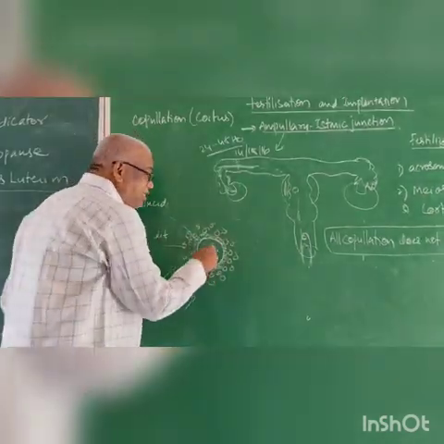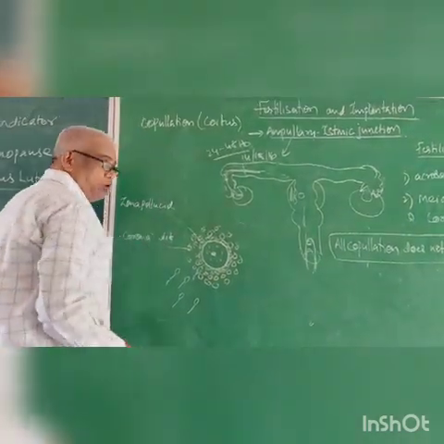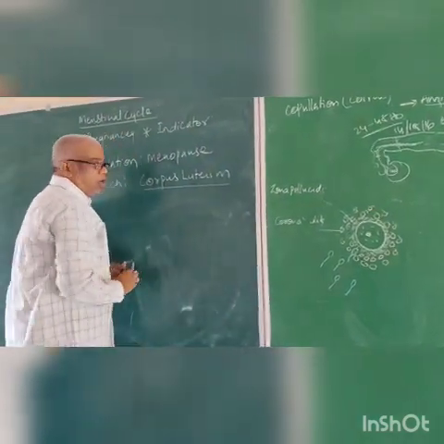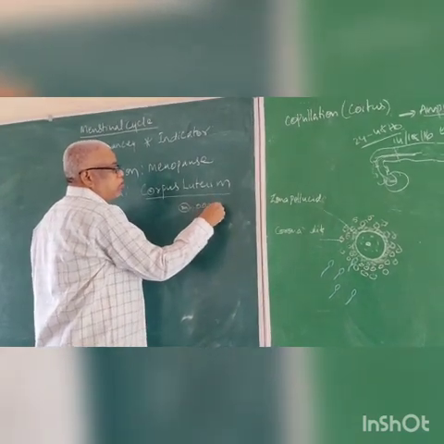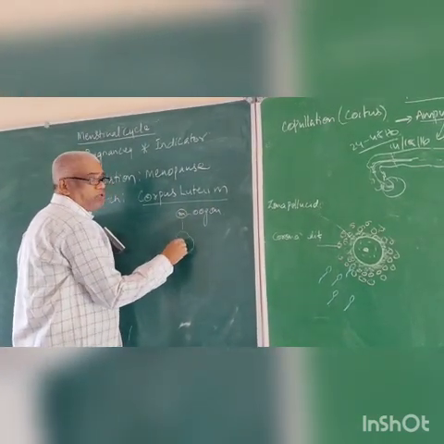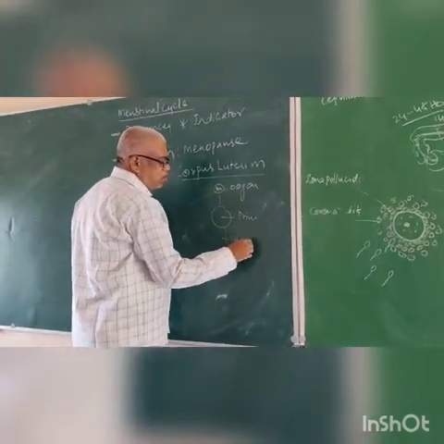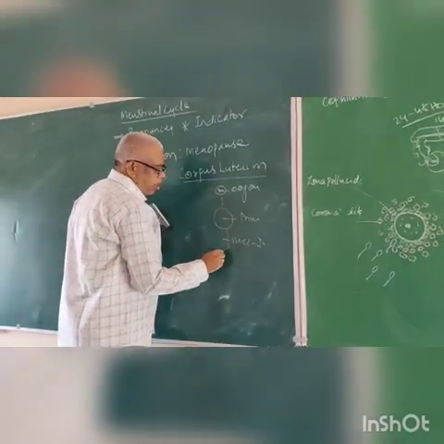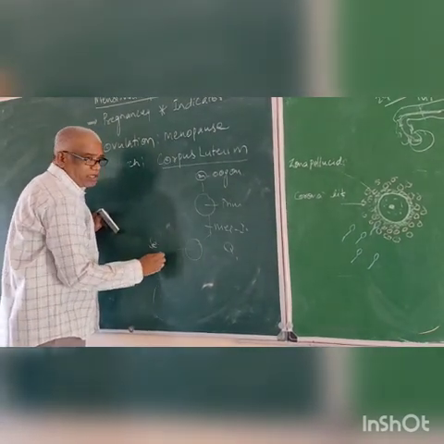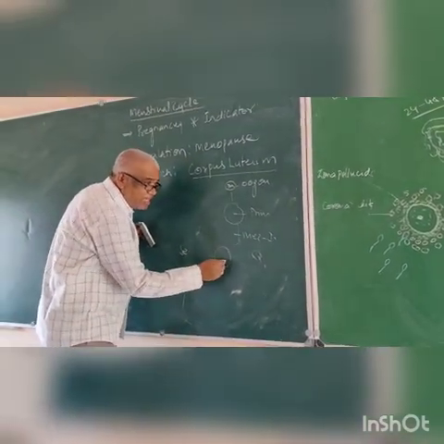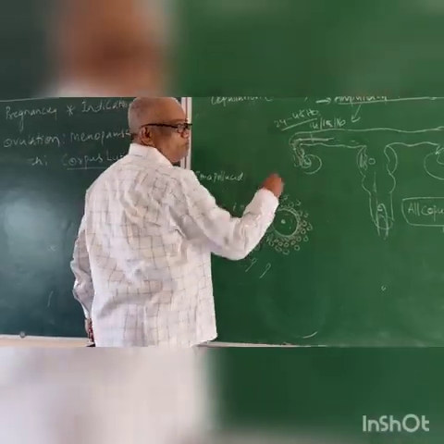Egg. This is the egg. Actually, it is not an egg. You know, the oogonium undergoes growth and forms the primary oocyte, which undergoes meiosis 1, unequal, and one is small, one is large. The small one is the polar body. The large one is called the secondary oocyte. At this stage, ovulation is happening.